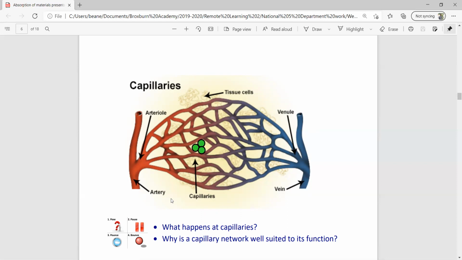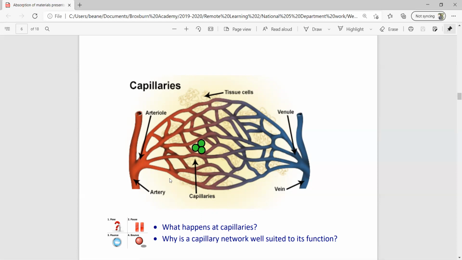Now, the actual capillary beds themselves are very, very well suited to their function. And you need to have a little think about why that might be. Think back to the previous lesson where we were looking at the structure of these blood vessels. Why do you think capillary networks are well suited to their function?